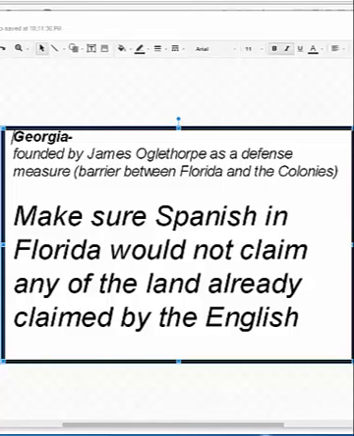It was an area meant to protect the British colonies in the New World. They want to make sure that Spain stays in Florida and does not come past into the Georgia area. And if they do come past the Georgia area, they'll have enough warning from the people in Georgia that Spain is attempting to cross over into their area.